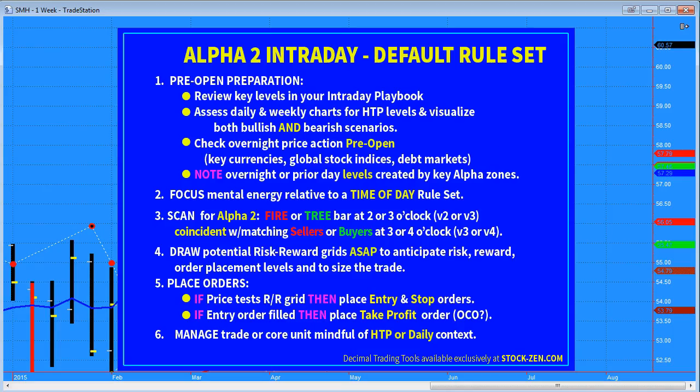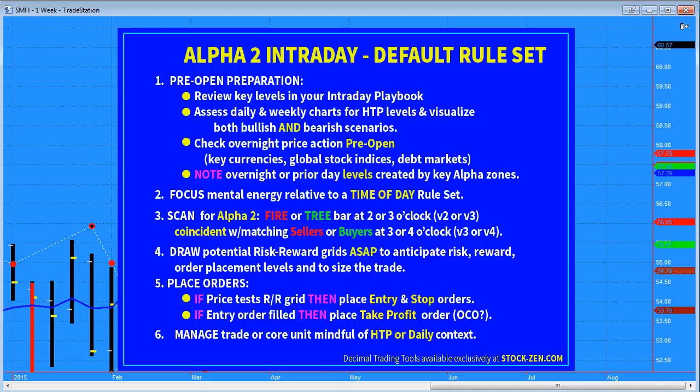Here is a summary of the default rule set for trading Alpha 2 with intraday price action. Rule sets impose a disciplined protocol for execution in the intraday realm, which can be fast and furious. And to reiterate an earlier point, intraday trading has the potential to generate outlying returns. However, it is most effective if integrated with an objective read of the tape, along with primary focus concentrated on specific time of day rules.